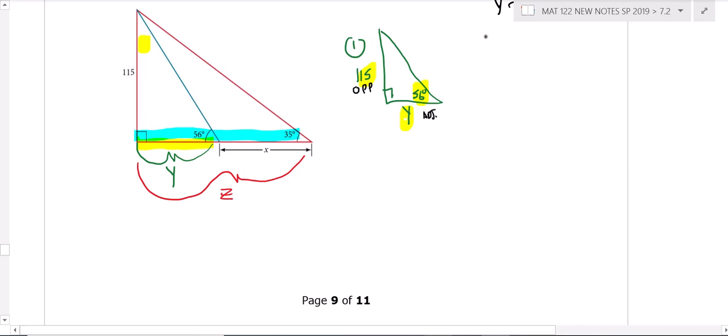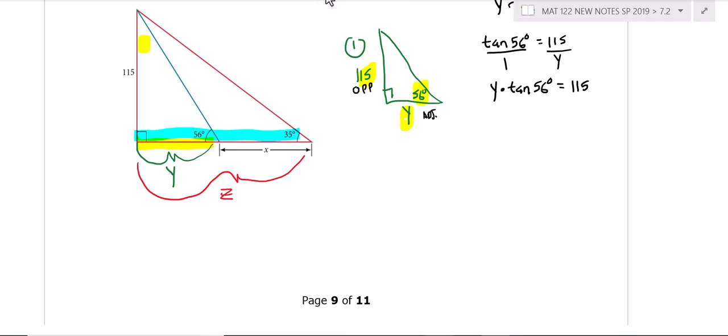So what we would set up is we would have tangent of 56 degrees is equal to 115 over y. And then we're going to cross multiply. So what you want to do is go ahead and cross multiply that. So we'd have y times tangent of 56 degrees equals 115 times 1, or 115. Then what you want to do with this is you can divide both sides by tangent of 56 degrees.